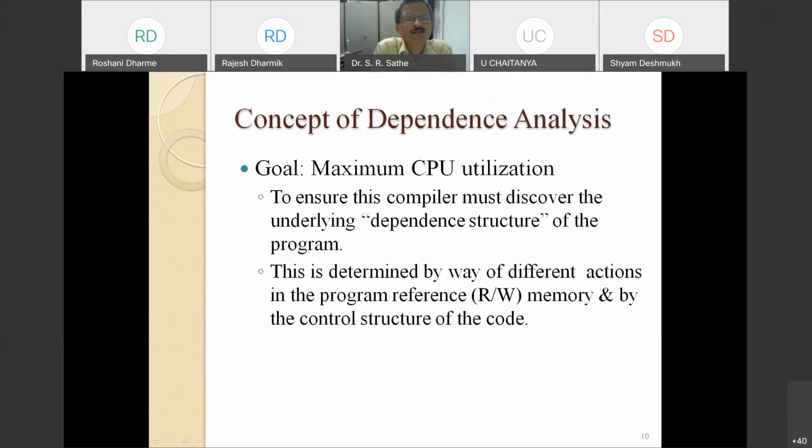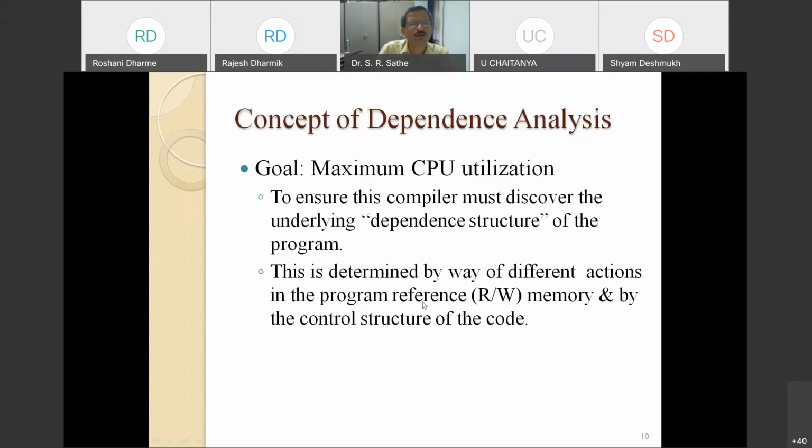The goal is to maximize CPU utilization. To ensure this, the compiler must discover the underlying dependence structure of the program. What is the dependence structure? Suppose a point in execution is dependent on some other point. It is using a value which is being computed earlier. Then this point has to wait until the first point has finished its execution. This is determined by the different actions in the program, references, reads and writes of memory, and by the control structure of the code.